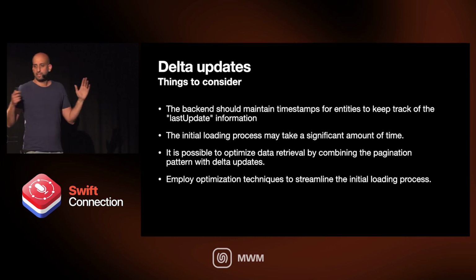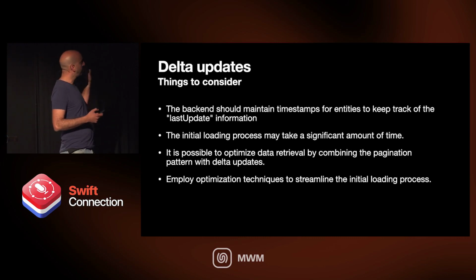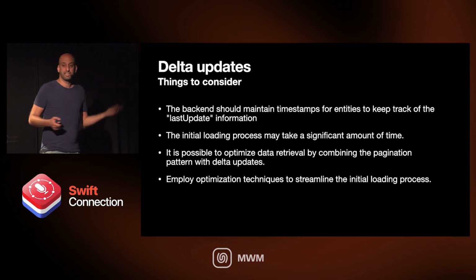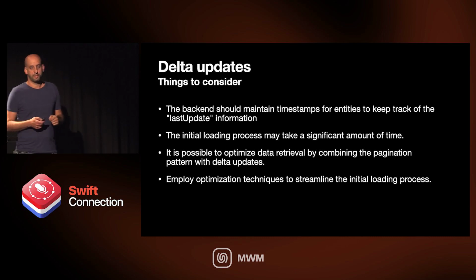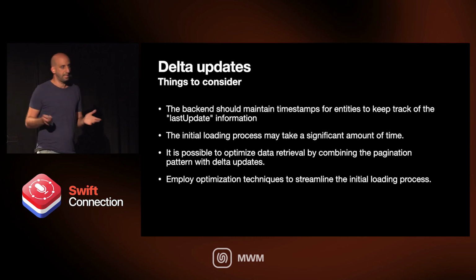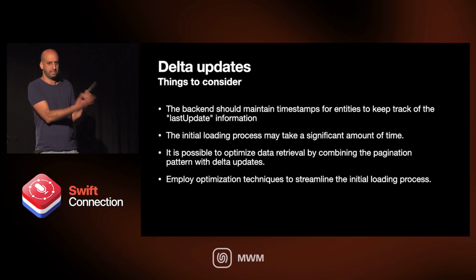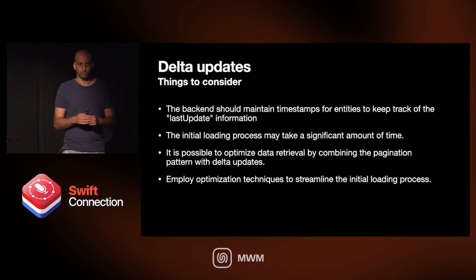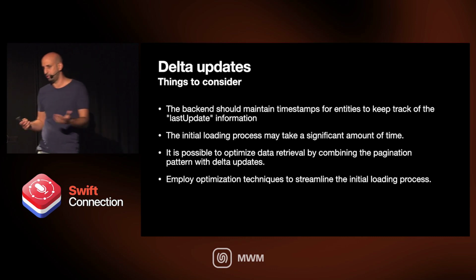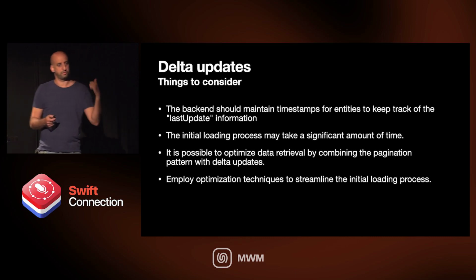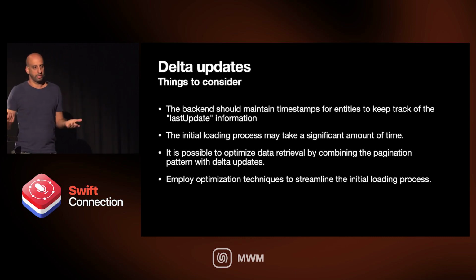So Delta updates are great, but there are some things that we need to consider when we want to design and implement Delta updates. The first one is that the backend needs to maintain some timestamp for all the entities. And it sounds simple, but it's not, because sometimes an entity is related to another entity. So if you've got a list of items, and if you modify the item, maybe we need to update the timestamp of the list. We've got issue with some initial loading.